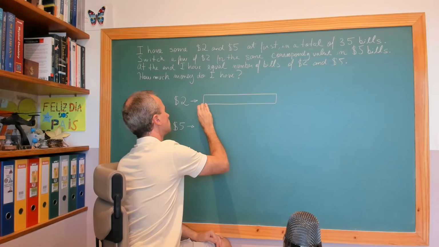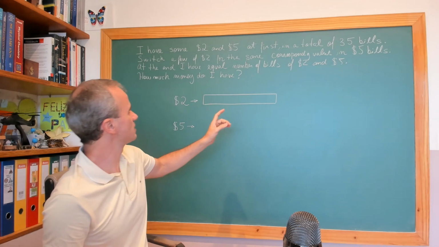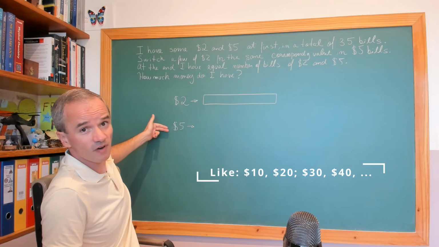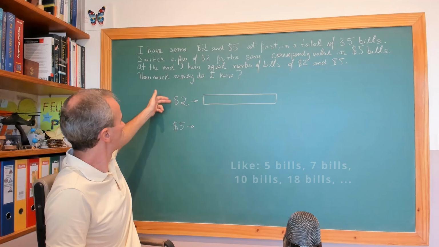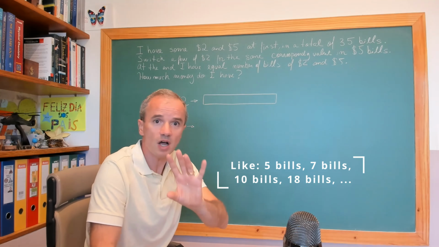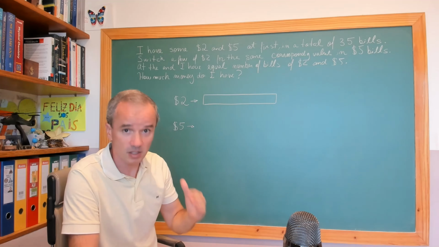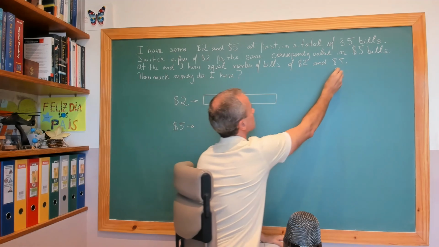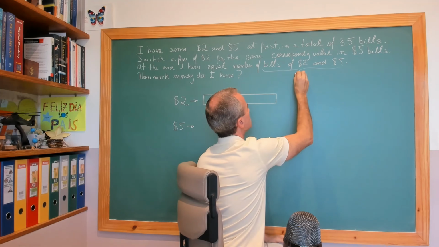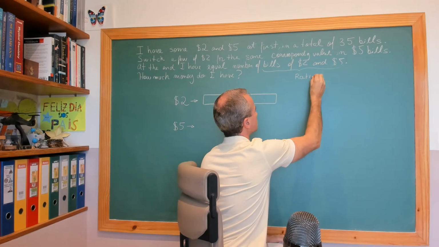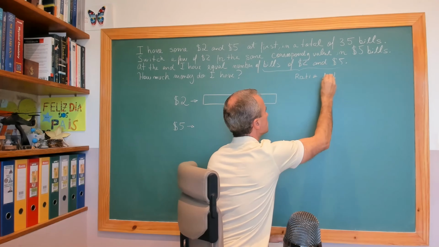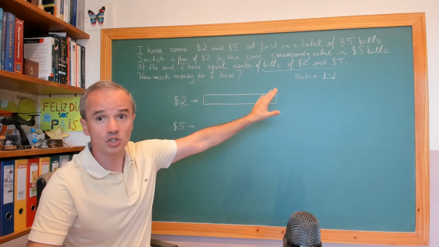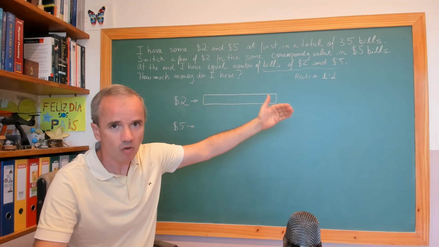Another thing you have to consider: we could draw those rectangles representing the amount of money of 2s and of 5s, or the amount of bills. In this case it's not something you can choose. You have to go through the amount of bills. Why? Because they are telling us the ratio is 1 to 1, in amount of bills, not in amount of money.